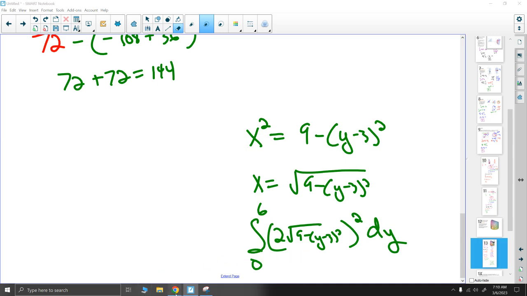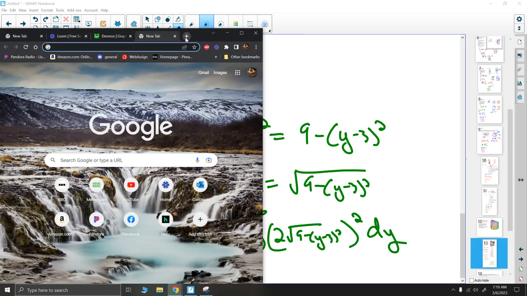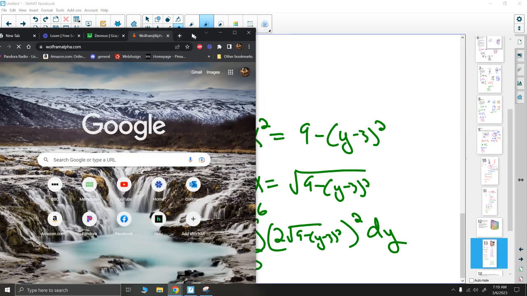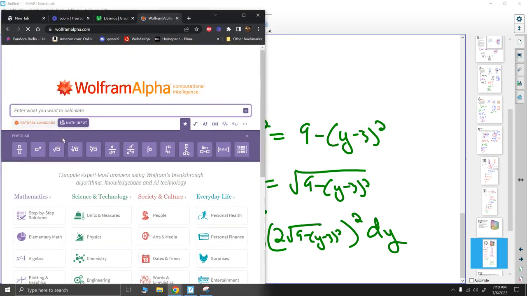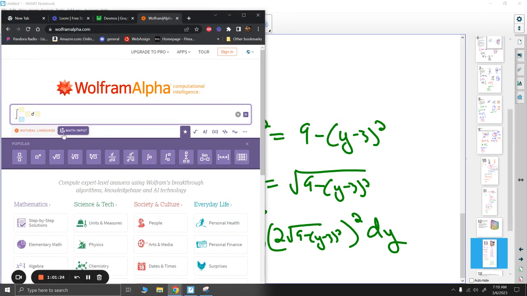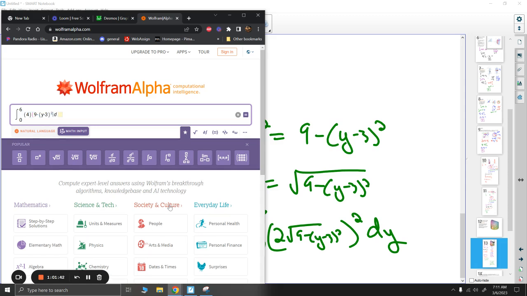But let's just actually do that real fast on Wolfram. Let's see if it gives us the same value. So if we integrate from 0 to 6 of this thing here, so this would be 4 times 9 minus y minus 3 squared, dy. See what we end up with.